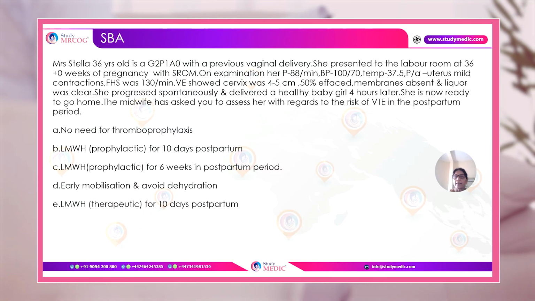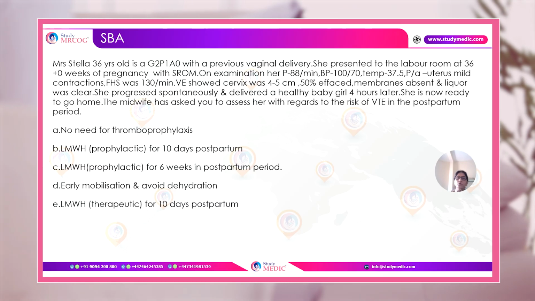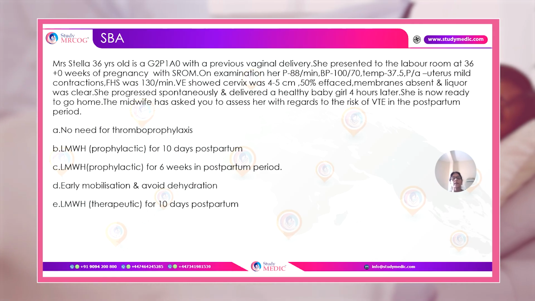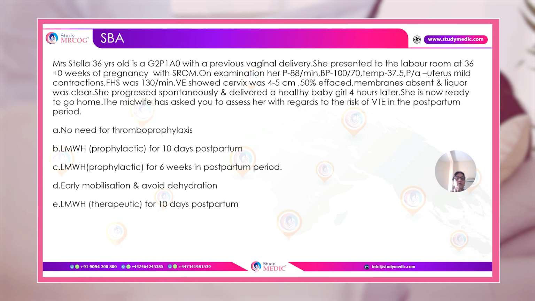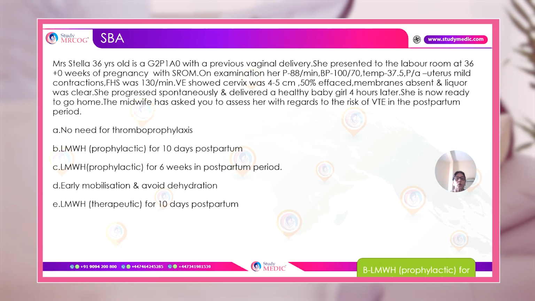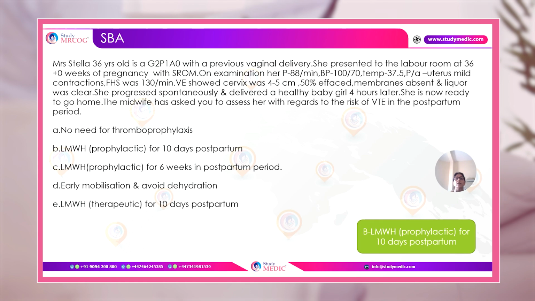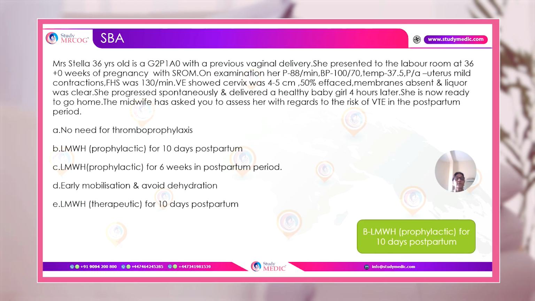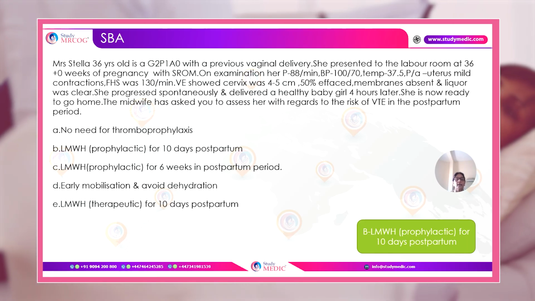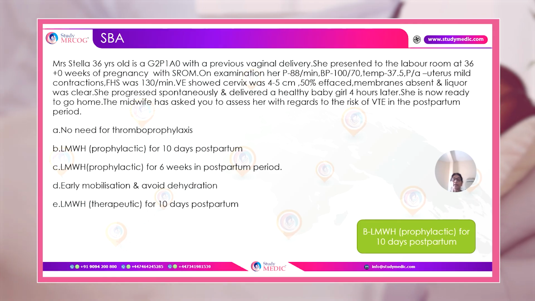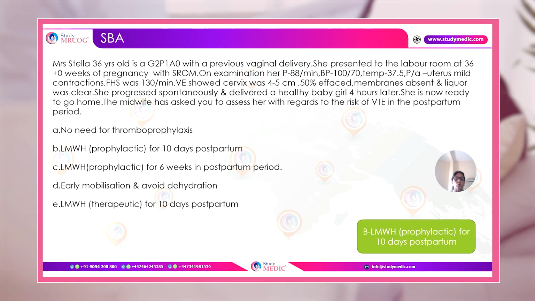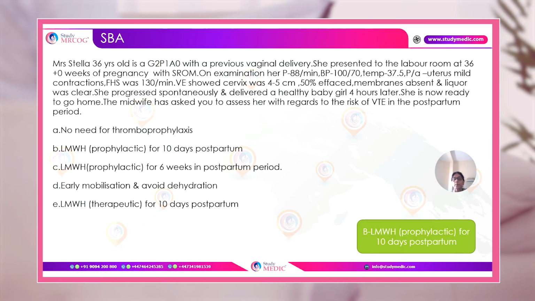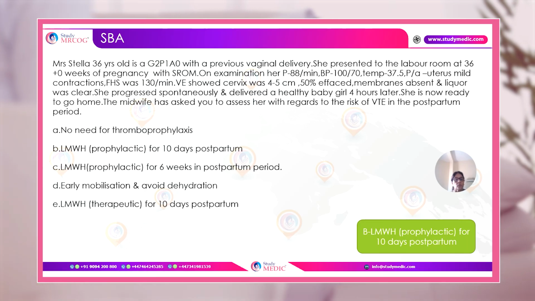Now next is the postpartum period. Remember, the venous thromboembolism risk assessment you will do at booking, you will do at 28 weeks and again you will do in the postpartum period. For this woman, because she is preterm, she has delivered at around 36 weeks of pregnancy, and her age is more than 35, she is having 2 risk factors. You will give her prophylaxis for at least a period of 7 to 10 days. We do not have the option of 7 days, so I chose the option that is here, 10 days. And remember, it is prophylactic. It will not be therapeutic.